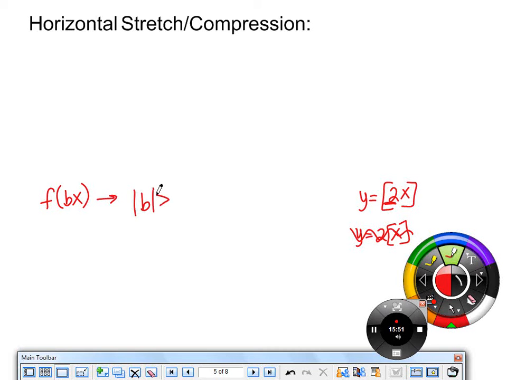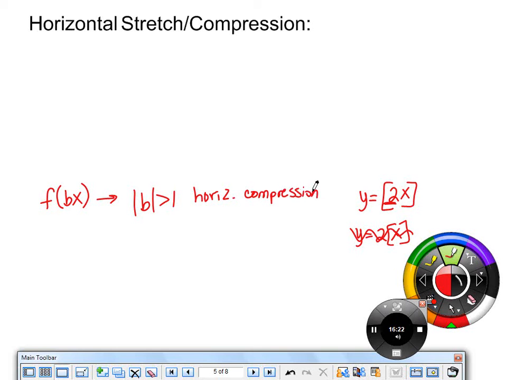So that means when b is bigger than 1, so when b is a number like 2 or 3 or 4, are your things getting longer or are they actually getting shorter? They're getting shorter, right? We put a 2 in here. Our step didn't get longer. Our step got half as long as it used to be. Okay? So when the number's bigger than 1, this works the total opposite way that we would think. This is not a horizontal stretch. This is actually a horizontal compression.